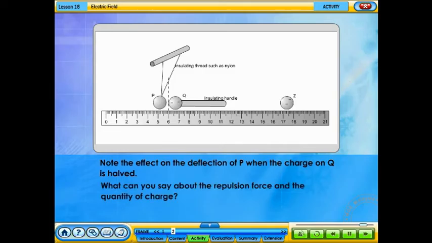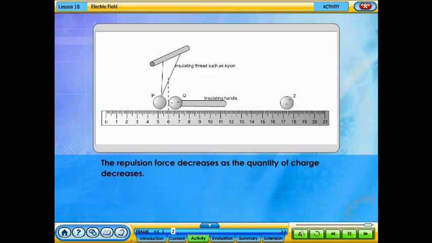What can you say about the repulsion force and the quantity of charge? The repulsion force decreases as the quantity of charge decreases.